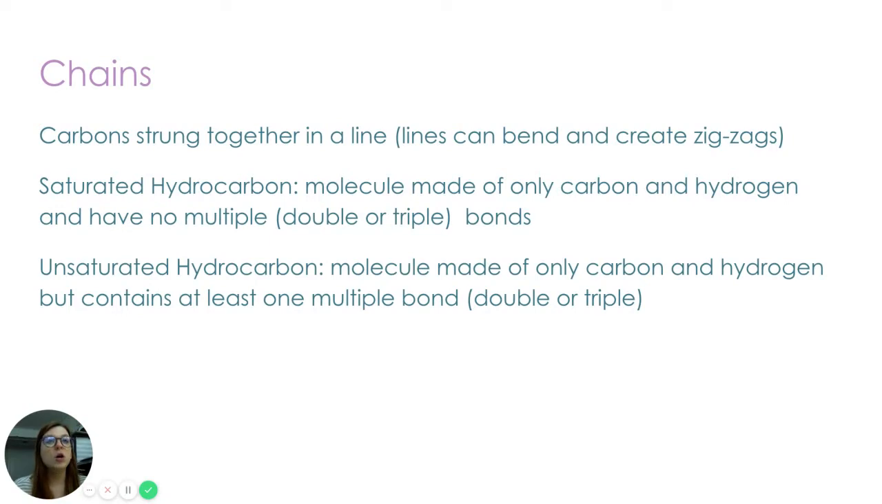So we have carbons that can form chains. These are the simplest things. They are the easiest to name. And that's really the start for everything for high school chemistry. So a chain, like I showed you before, is carbons that are all strung together in a line.